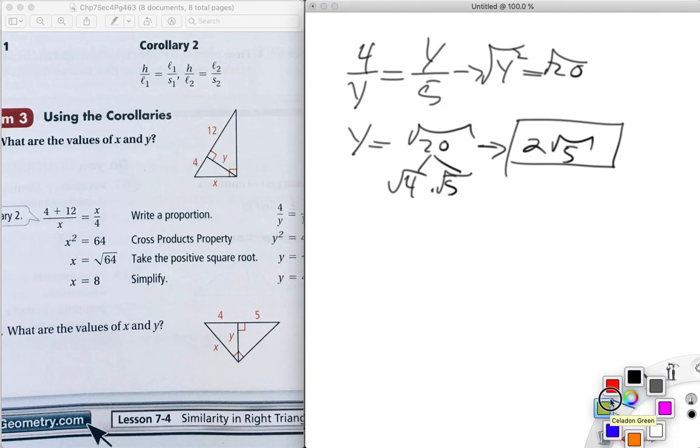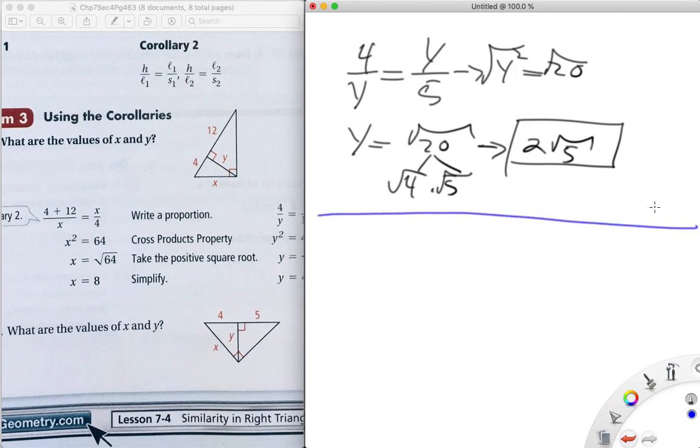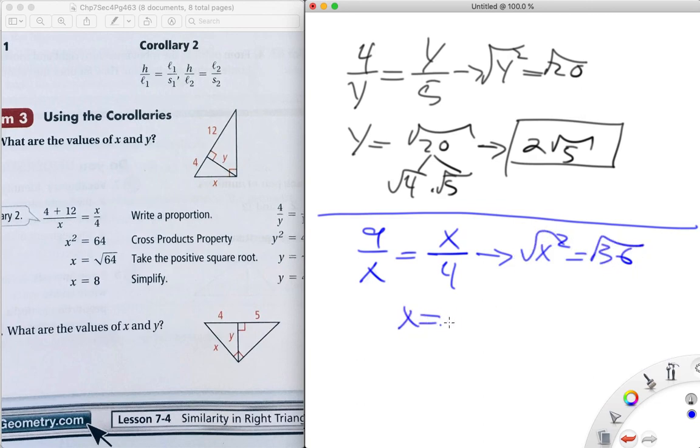Alright, to find X, I'm going to use corollary number 2, or means of the leg. I'm going to add the 4 and the 5 because I need the overall hypotenuse. That's going to be 9 over X is equal to X over 4. The X touches the 4, so it's X over 4. Cross multiply, I get X squared equals 9 times 4 is 36. Square root both sides. X equals 6.